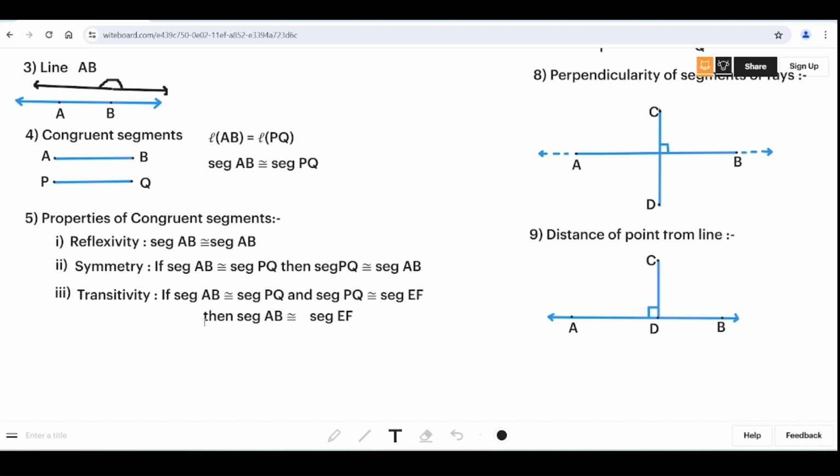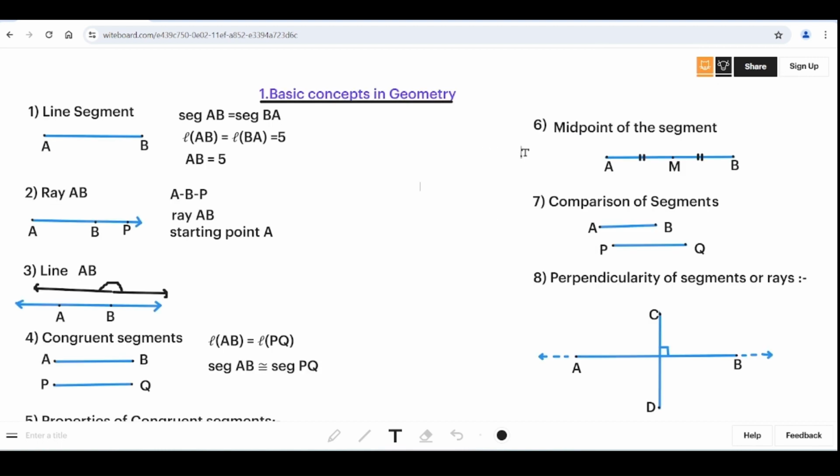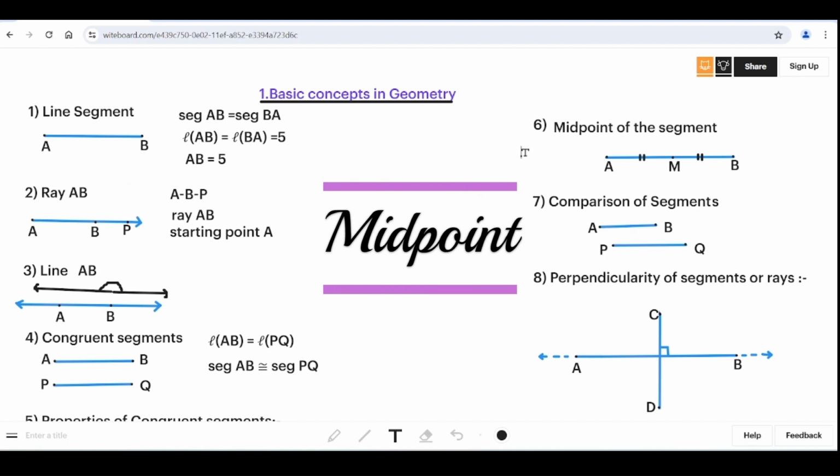Okay, so we are having three properties of congruent segments. Reflexivity, it is said that each segment is congruent to itself. Symmetry, if the first segment is congruent to the second segment, then the second segment is also congruent to the first segment. And the third property is transitivity. If the first segment is congruent to the second segment, and the second is congruent to the third, then automatically the first and third are congruent segments. Okay.